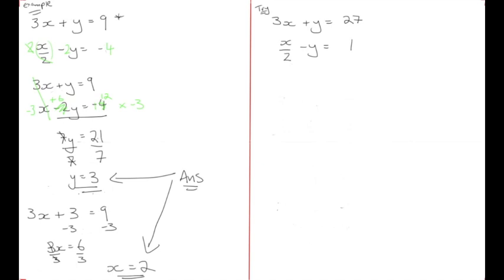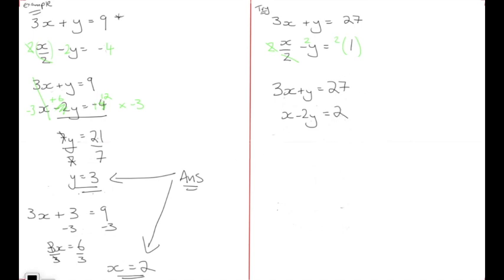Okay, hopefully you've had a go at it. Just like before, we're going to deal with the fraction first. So here we're going to multiply all these terms by 2, and this 2 and this 2 are going to cancel. So we're left with x minus 2y is equal to 2 by 1, which is 2. So I'll rewrite that equation just below. 3x plus y, this equation hasn't been changed. And then x minus 2y is equal to 2 by 1, which is 2.